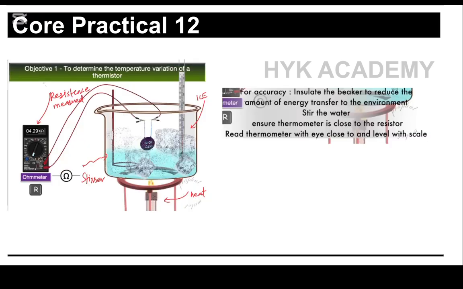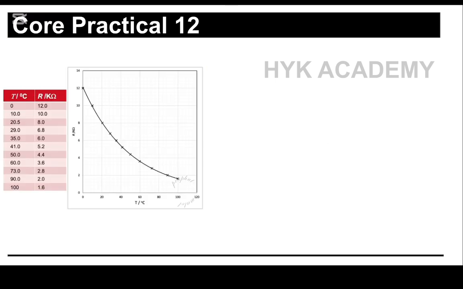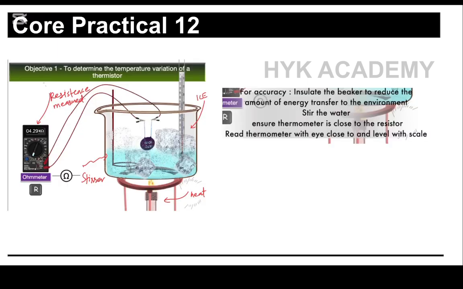The main part is the setup. What we want to do here, the main objective, is to plot this curve of temperature and resistance. So we just need different resistances at different temperatures. At different temperatures, we'll just check the resistance, plot a table, get this graph. To do that, we have this setup.